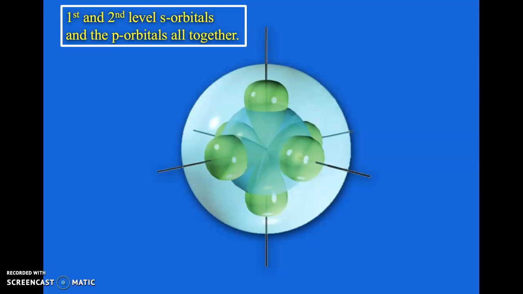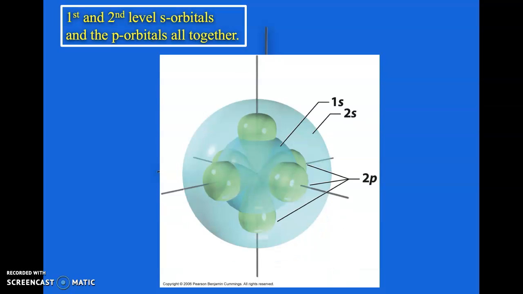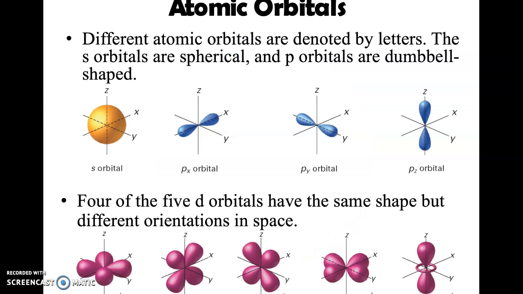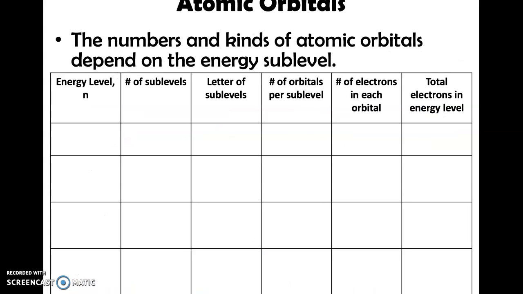First and second level, we said, were just straight s's, and once you enter level 2, you start to look at p orbitals. And there's a whole flow chart and diagram that I'll give you with this, but if you really wanted to pinpoint it, there it goes. 1s is closer to the center, 2s pulls out a level, and then you've got the 2p's coming out of that as well. So why are atoms spherical? Well, different atomic orbitals are denoted by letters. So you've got all this. We'll talk more about this in class, because there's actually a flow chart that we're going to use.